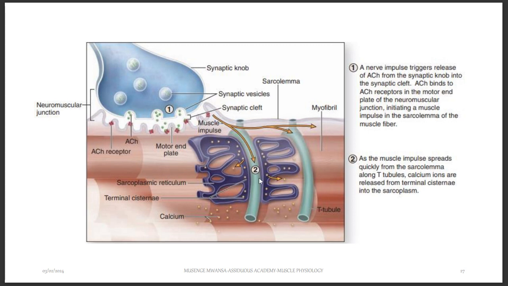Okay, it spreads along the T tubules like that. And then calcium ions are going to be released from the terminal cisterna into the sarcoplasm. Look at this. Because of this action potential that has gone like this, calcium is going to be released into the sarcoplasm. Sarcoplasm is the cytoplasm. It is being released from the sarcoplasmic reticulum into the sarcoplasm.